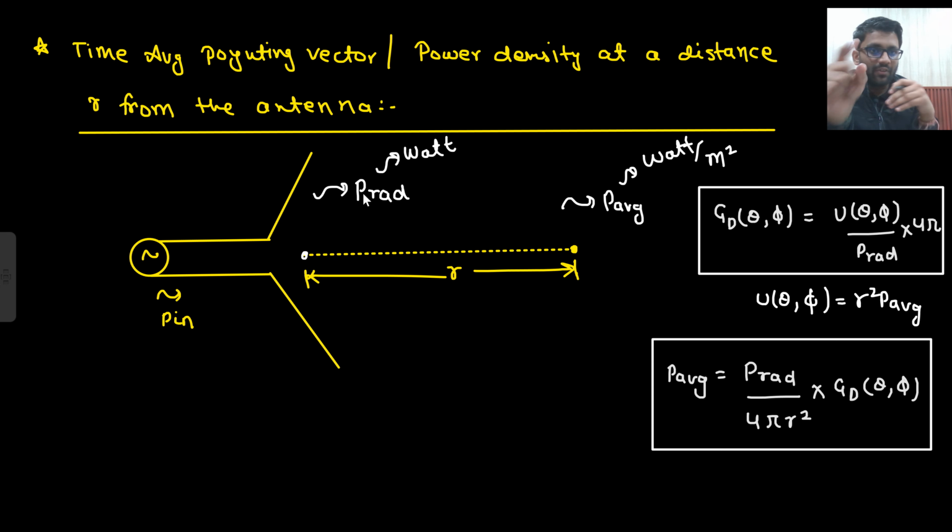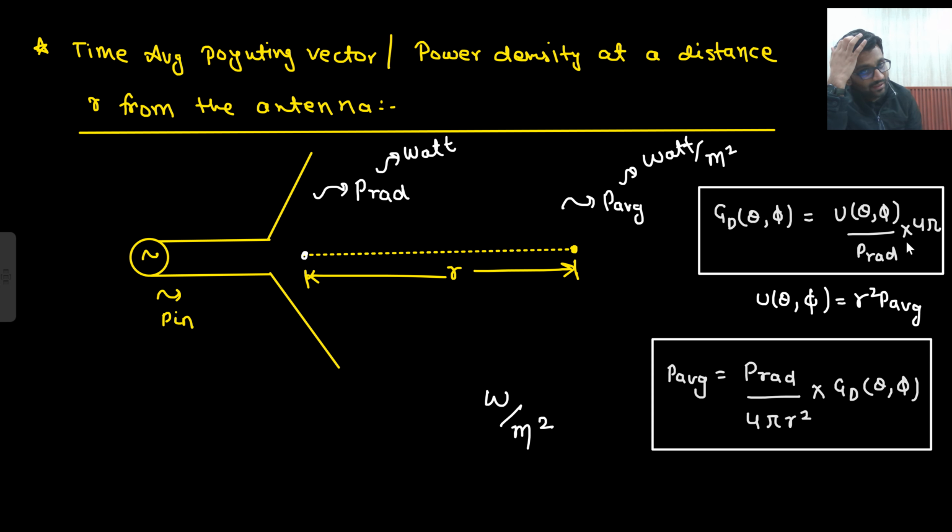We spent a lot of time on P average and P in when we were studying EM waves. In EM waves, I made a separate lecture on the pointing vector. There I taught you about the time average pointing vector. We studied P in, then the meaning of power density, and then we related it with our EM wave. So we have spent a lot of time. I hope it is clear that P average will have a unit of watt per meter square and P radiated will have a unit of watt. And from here as well, you can verify the units, that is watt per meter square.